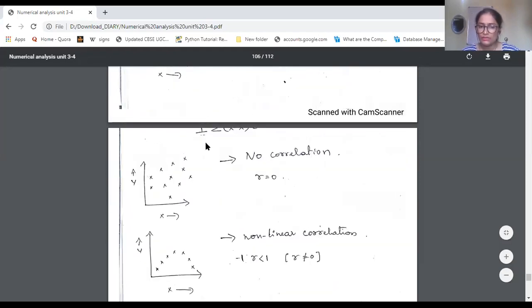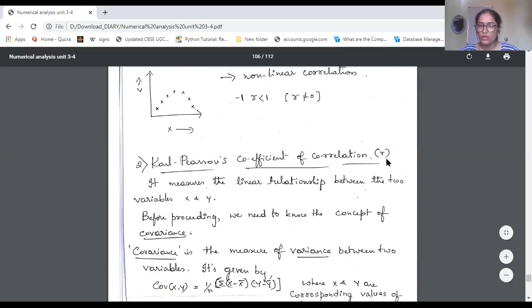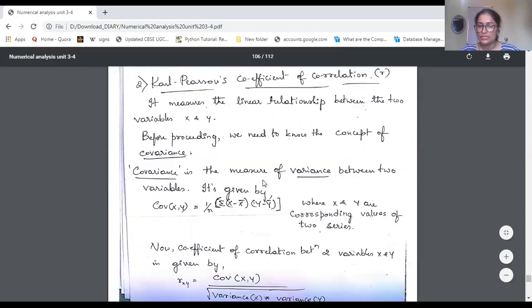We do that by plotting the values of x and y in a graph and observing the slope of the line that connects the dots. Next, we will see how we measure the coefficient of correlation, that is R, using Karl Pearson's method. Before understanding the formula proposed by Karl Pearson, there is one more concept we need to familiarize ourselves with, that is covariance.